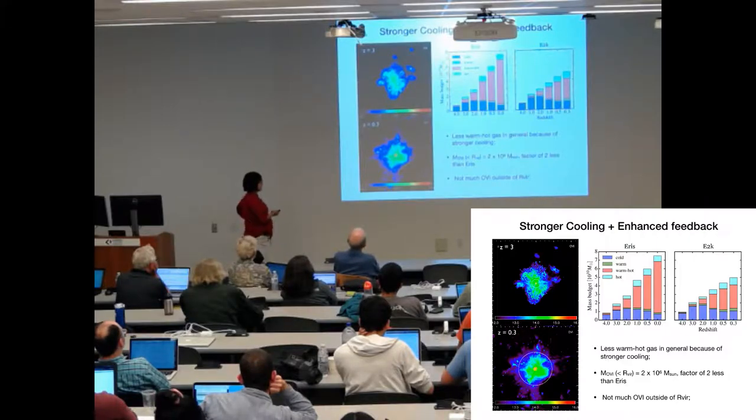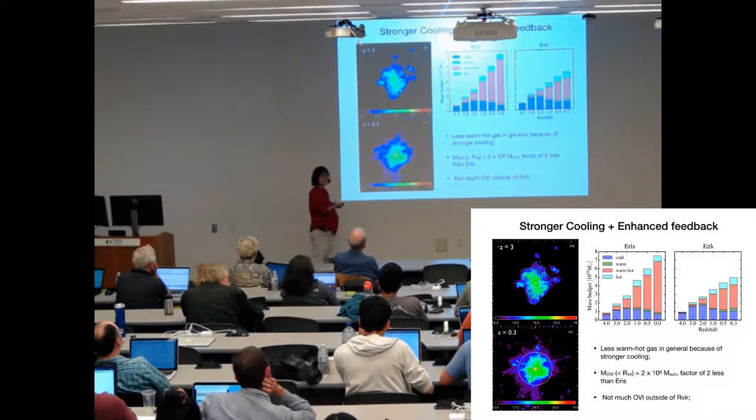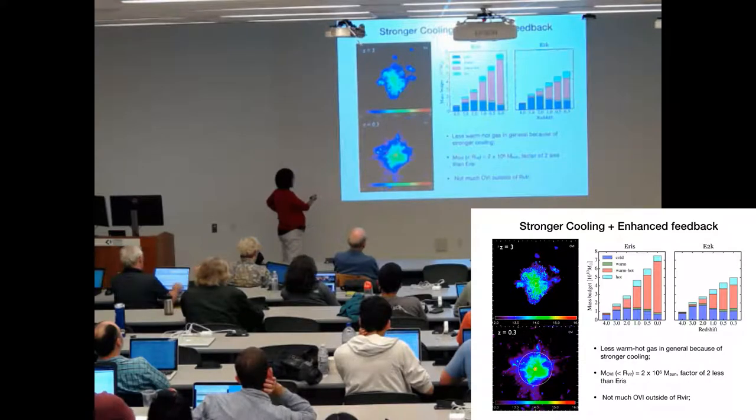Even though the feedback is increased, there's generally much less warm hot gas. By warm hot, I mean 10^5 to 10^6 K, because of stronger cooling. So you have the oxygen 6 looks like that, and then at redshift 0-ish, it looks like this. So total mass of oxygen 6 is a factor of 2 less. So not much oxygen 6 around outside the viral radius anymore, so it changes.